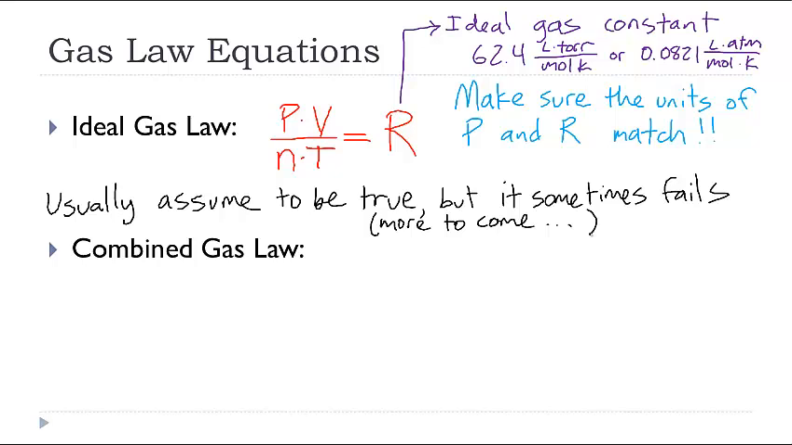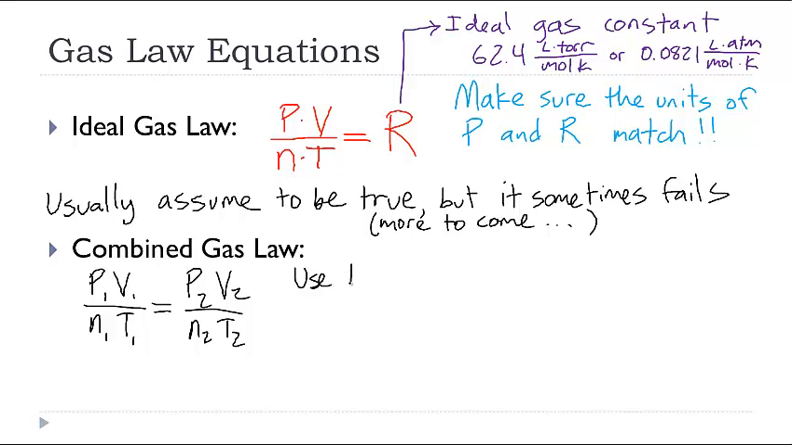Then we have what we call the combined gas law. The combined gas law is just recognizing that, all right, if PV divided by NT is a constant number, then if I have 2 different moments in time, if I measure pressure 1 times volume 1 divided by number of moles 1 times temperature 1, that'll equal P2 times V2 over N2 times T2. So we use this when conditions are changing.